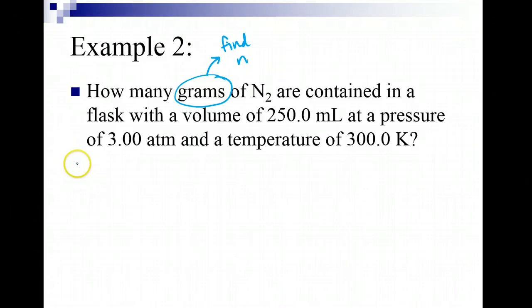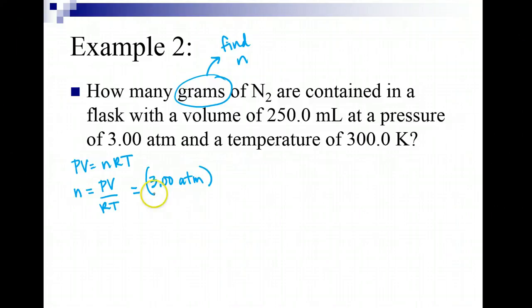So if we take a look at our equation here, PV equals nRT, we know we want to find grams, so we have to first find moles. So if we rearrange and solve for n, it would be PV over RT. If we plug in our information, the pressure is 3 atmospheres. The volume, 250 milliliters. We have to divide that by 1,000 or move your decimal 3 places to the left to convert it to liters.